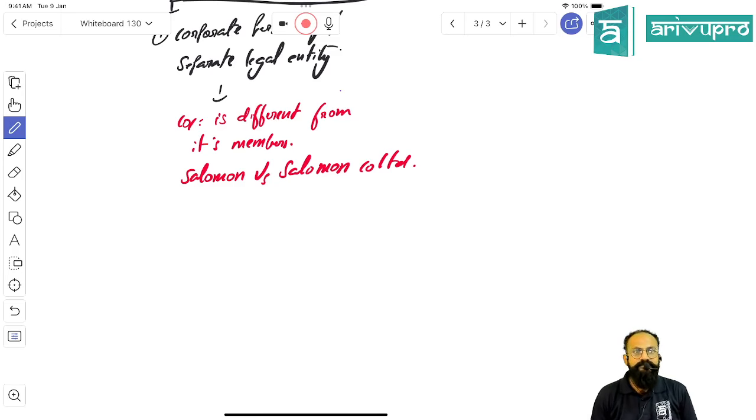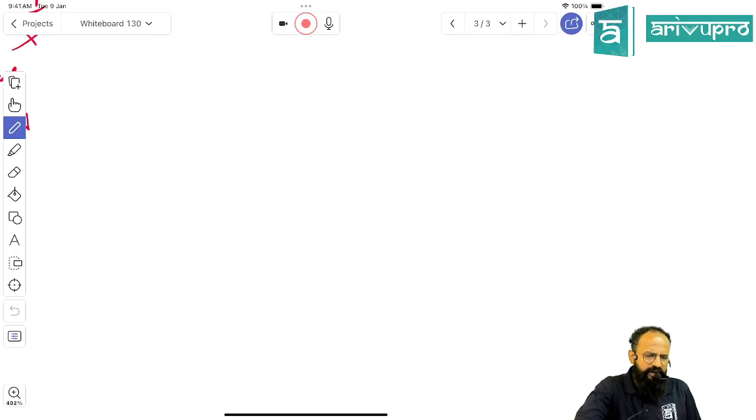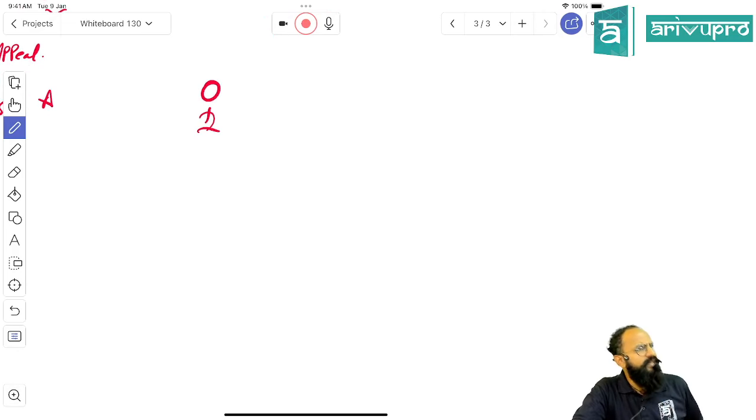In the case of Salomon versus Salomon, there was one person called Aaron Salomon. He was a shoe merchant. Again, a very old case law. His complete name is Aaron Salomon. He was a sole proprietor and a shoe merchant. He was carrying on his business peacefully. It was a really growing business until he got married and had children.